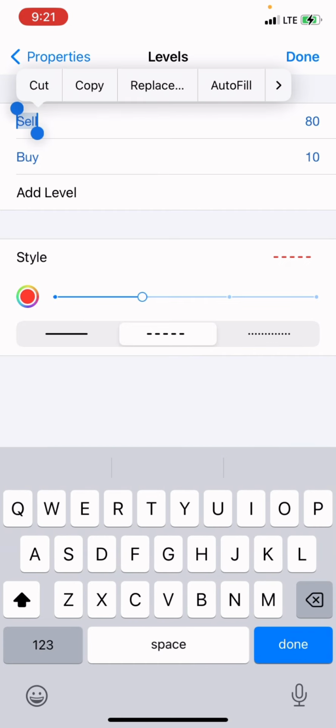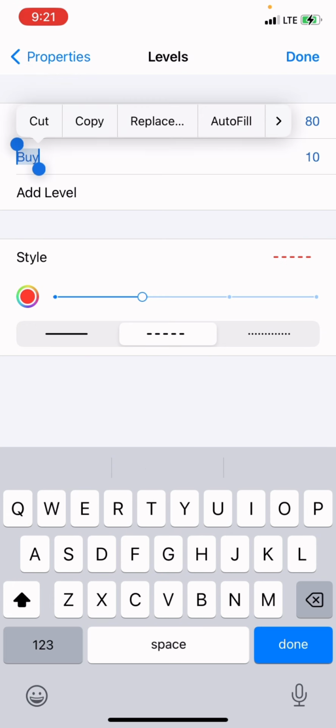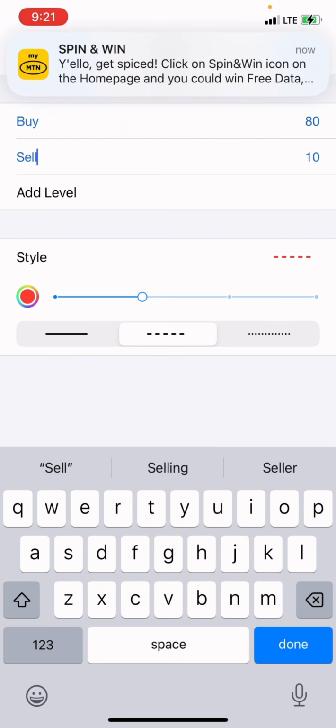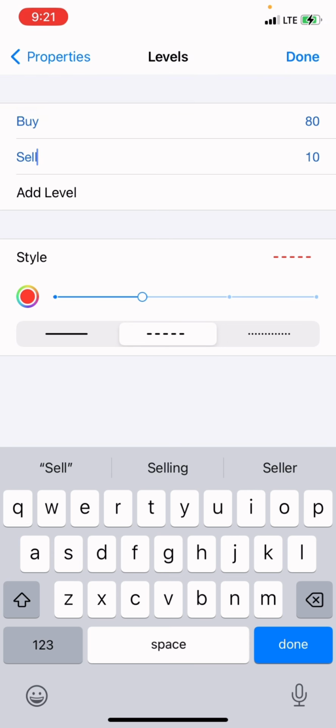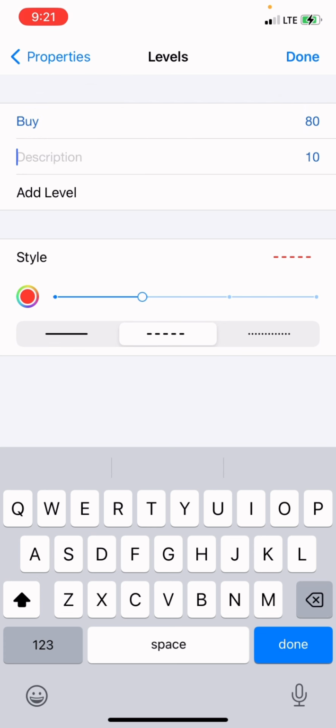All right. At the level of 80, you put buy. At the level of 10, you put sell, right? But we're just using the buy, we're not using the sell, so you can remove it if you want to, right? So let's just leave the buy at level of 80.